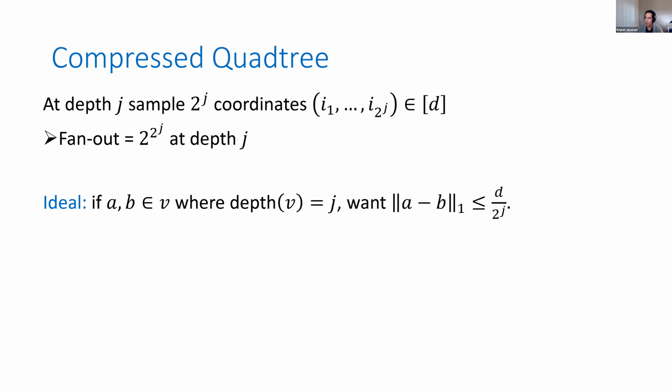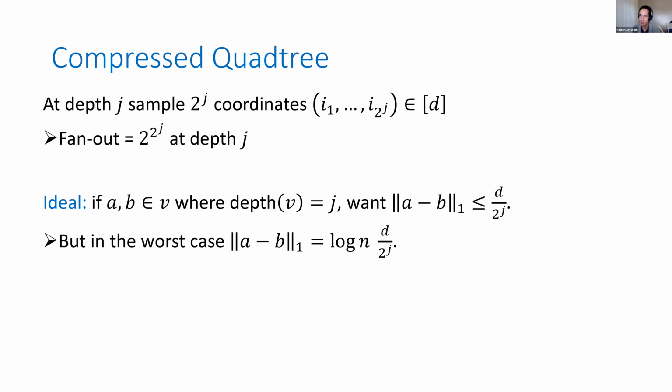And why is this a reasonable thing to ask? Well, note that at depth j, I would have sampled 2 to the j coordinates roughly. So if the distance between A and B is much larger than d over 2 to the j, then I expect to sample one of the coordinates where A and B actually differ. And if I did that, then A and B would no longer be in the same vertex. They would have been sent to different recursive calls. So if A and B are still together at depth j, we expect them to be no more than distance d over 2 to the j apart, under some loose definition. So this is the ideal.